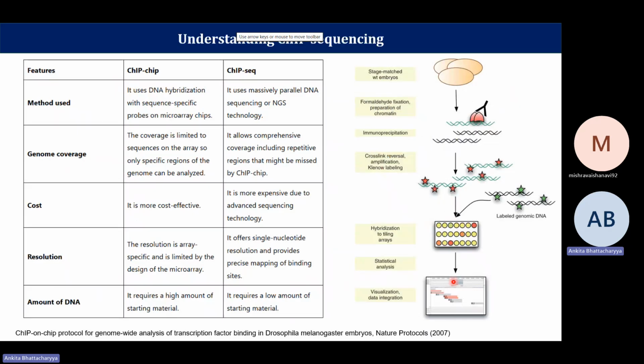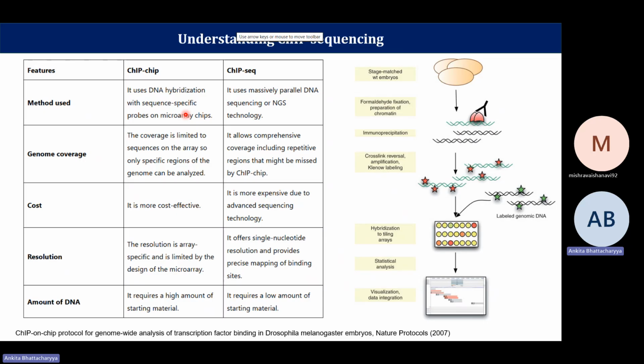Yeah, this is additionally something else that I wanted to show, the comparison between ChIP-seq and ChIP-chip, which we already discussed. So obviously, first of all, the method is different. You use DNA hybridization on probes which are present on microarray chips, hence the name chip. And ChIP-seq involves immunoprecipitation, which is followed by high-throughput sequencing using next generation methods, which is going to give you much more comprehensive and much more extensive results.